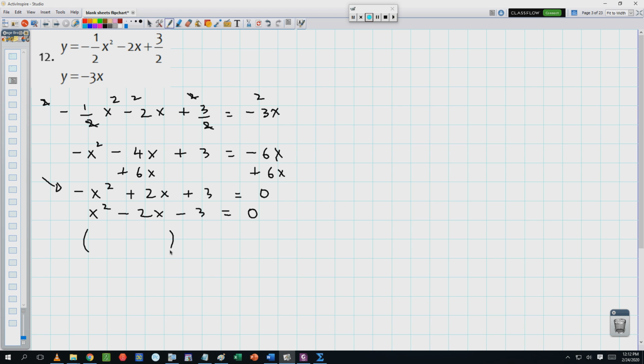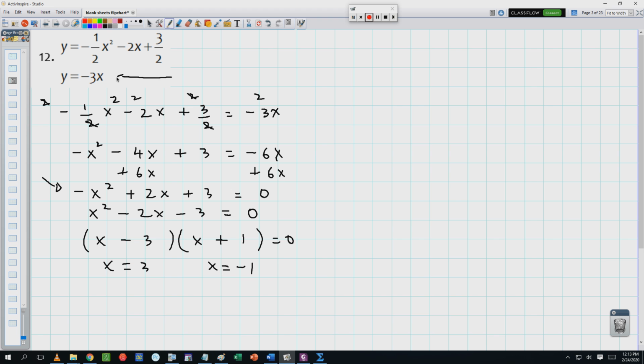I can factor this. Minus 3, so that I get a minus 2. How about negative 3 and positive 1? X minus 3 is going to give us 3 as an answer. X plus 1 will give us negative 1 as an answer.